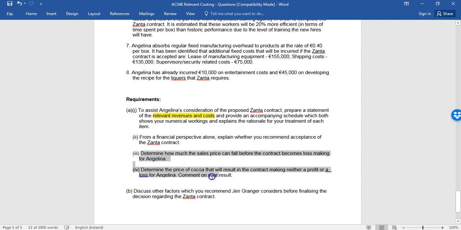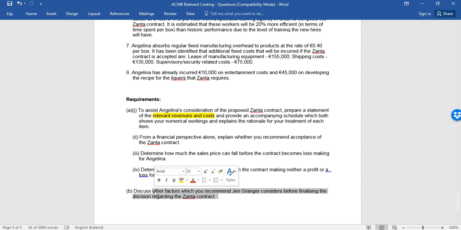And parts 3 and 4 then are really sensitivity measures. So how much can the sales price fall before it becomes loss making, or how much can the price of cocoa, which is an input, rise before it becomes break even. So again, they're just looking at sensitivity analysis, not dissimilar to break-even analysis or margin of safety when we look at CVP. So we're looking at how much something can move before we're break-even. And typically in these questions as well, not just looking at the financials, you also discuss other factors. So think about HR, strategy, operations, your competitors, etc. But we'll come to that at the end of the screencast.